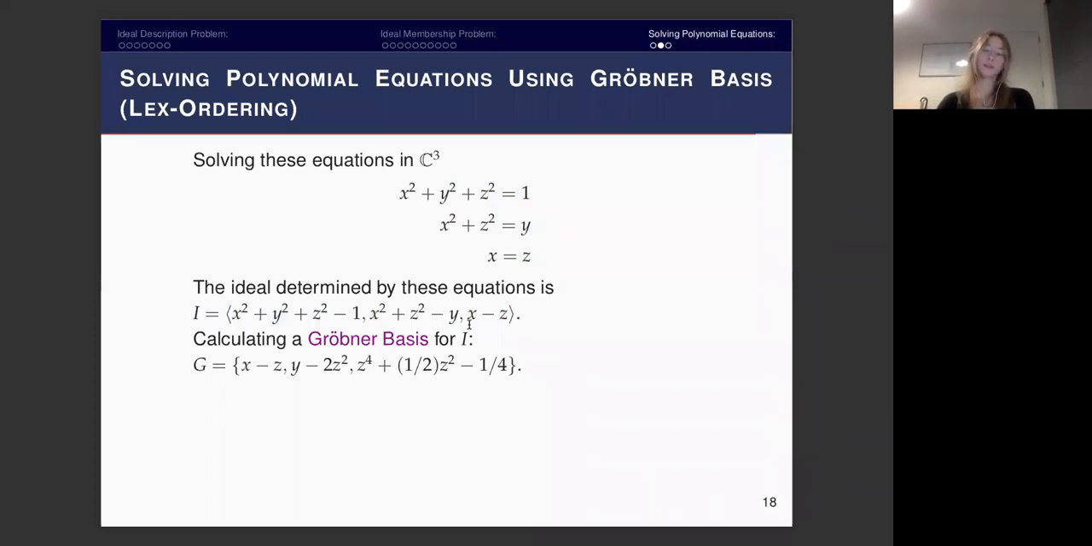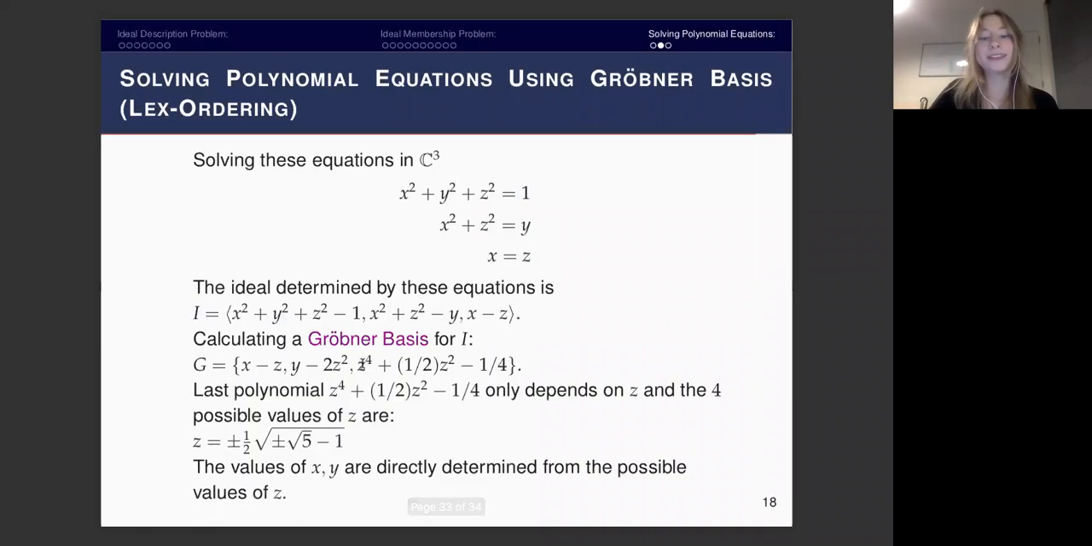When we calculate a Grobner basis for I, but here we will be using lex ordering again, we obtain something different because the last polynomial is only in terms of z, and we know how to solve some polynomial equation like this. So we can easily determine by using the quadratic formula that the possible values of z are as follows. And then the values of x and y can be determined easily using these elements in the Grobner basis.